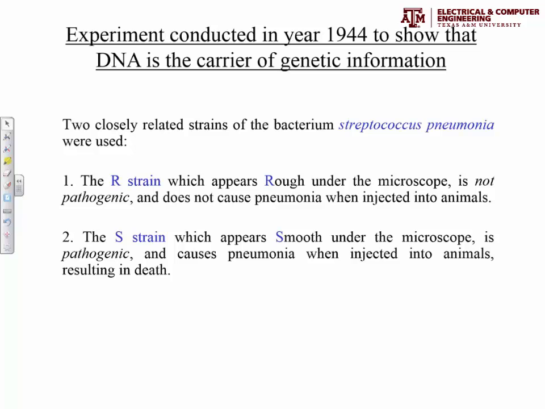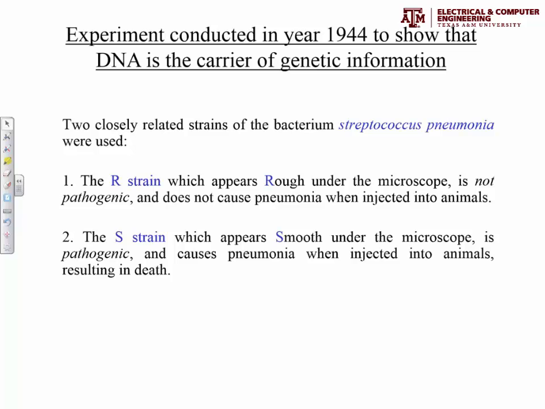So that tells you that somehow that R strain, by feeding on whatever was left over from the heat-killed S strain, got transformed to the S strain. Then they went ahead and did the analysis for the R strain that was grown on the heat-killed S strain. Let's analyze all the molecules, like lipids, carbohydrates, proteins, DNA, everything, they analyzed.